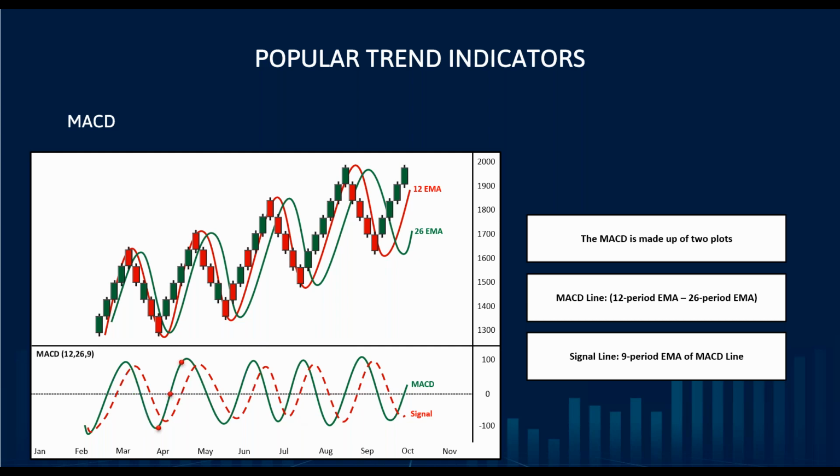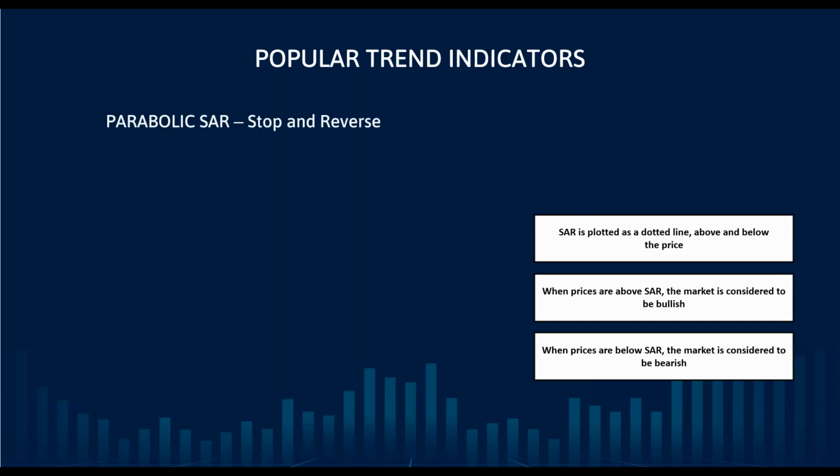I hope you guys are clear on this so far, the MACD and the moving average. Like I said, in the interest of time, I'm going to try to speed it up a bit more. Now we move on to the debatable part of popular trend indicators. So we have the Parabolic SAR, which is the parabolic stop and reverse.